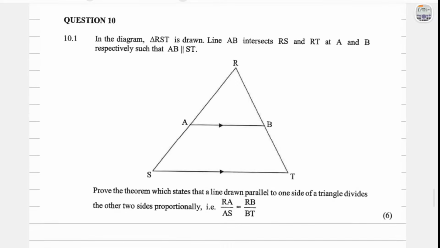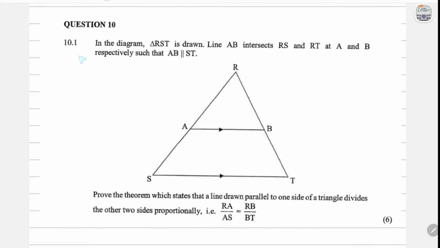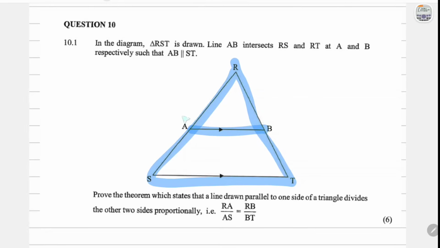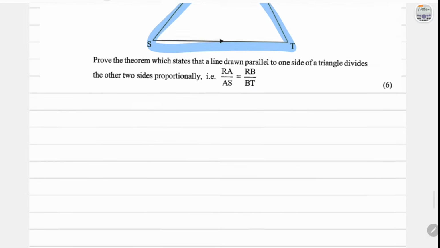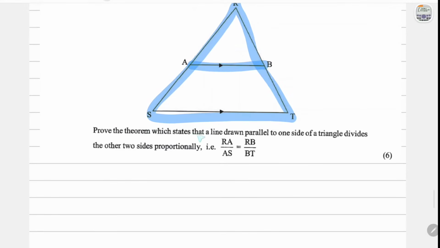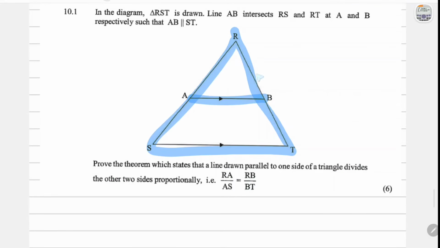Moving on to question 10, we have a proof. Okay, so 10.1 says, in the diagram triangle RST is drawn and we have line AB intersects RS and RT at A and B respectively, as we can see happening over there. And then they tell us such that AB is parallel to ST, as we can see. Here's the theorem they want us to prove. Prove the theorem which states that the line drawn parallel to one side of a triangle divides the other two sides proportionally. That is, RA over AS is equal to RB over BT.